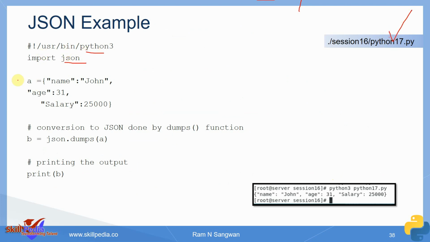Import json. Define the object: name is John, age is 31, salary is 25,000. Conversion to JSON is done by the dumps function: b = json.dumps(a), and print the output in JSON format. This is what the JSON format looks like: name, age. As I said, it is similar to a dictionary in Python, except that you can have nested data, nested elements. It means this value, age, can be a nested element of another JSON data.